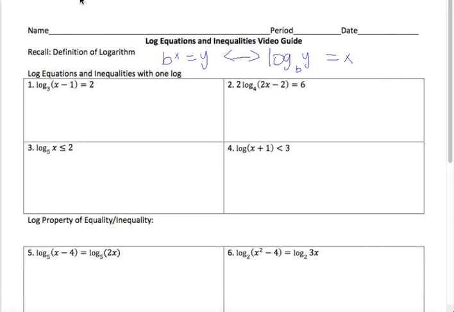So here we have log base 3 of x minus 1 equals 2. To get rid of the log, we convert to exponential form. If the log base 3 of x minus 1 is 2, then that means that 3 to the power of 2 equals x minus 1. And that's by the definition of log. That's pretty straightforward. 9 equals x minus 1, so then x equals 10.